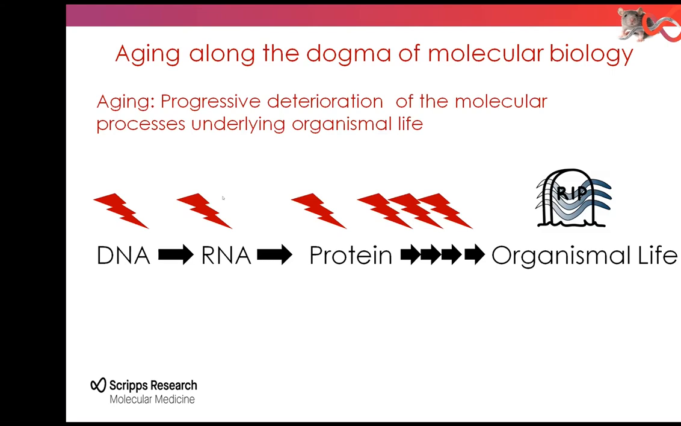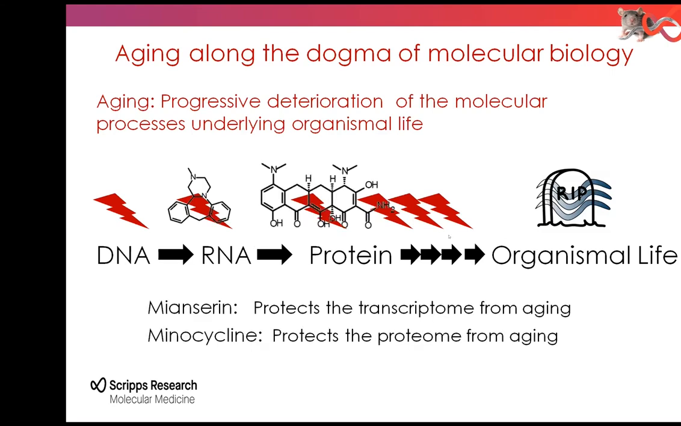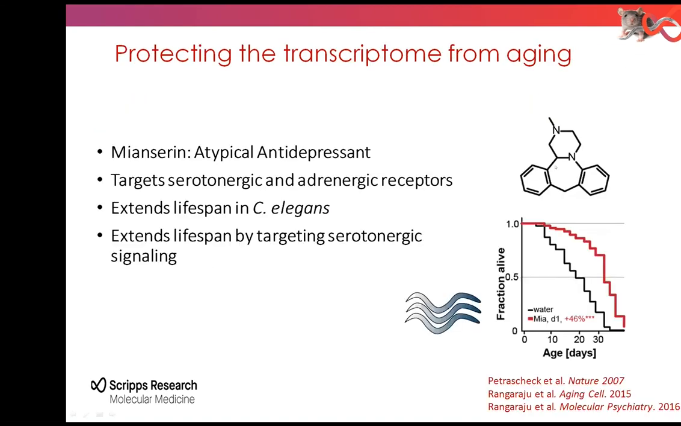And so I'm going to talk about Mianserin, which is an atypical antidepressant that protects at least C. elegans from aging, and Minocycline, which protects the proteome from aging. So this is all going to be C. elegans based research. So Mianserin is an atypical antidepressant. It targets serotonergic and adrenergic receptors, and it extends lifespan in C. elegans, which is shown here.